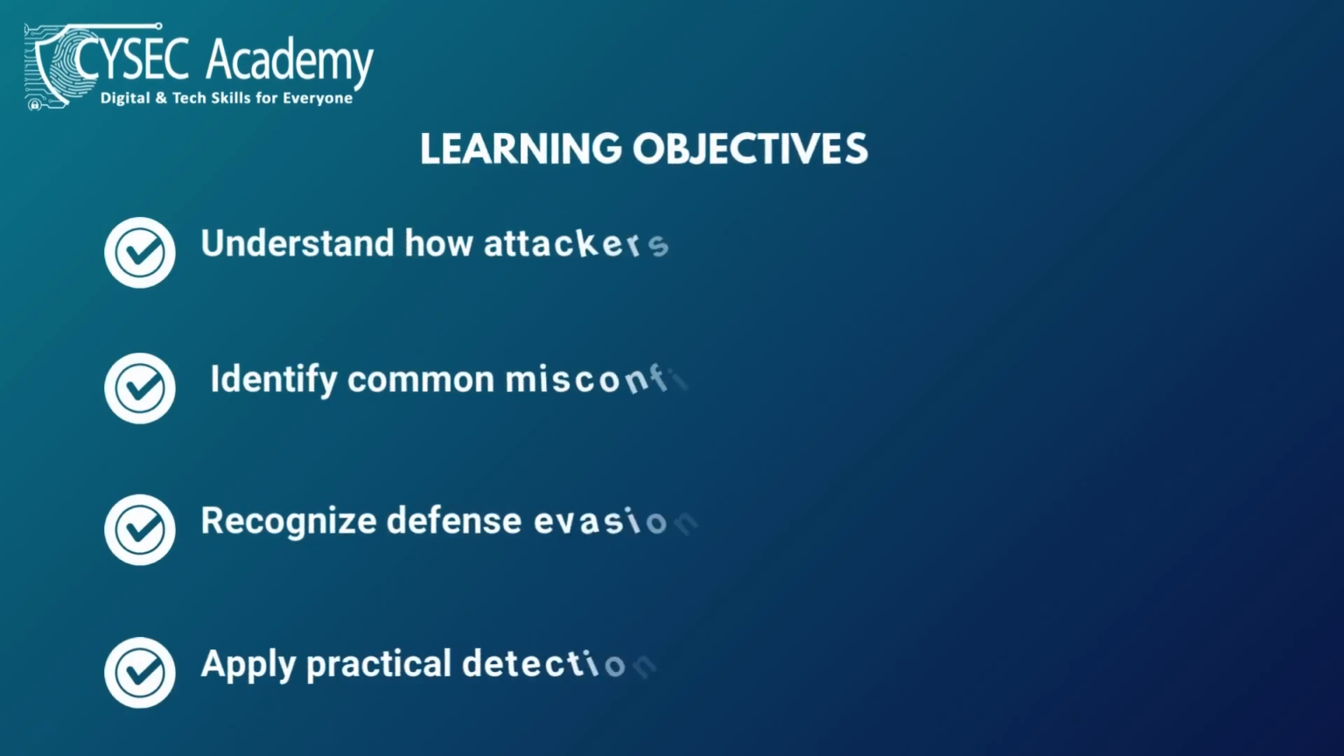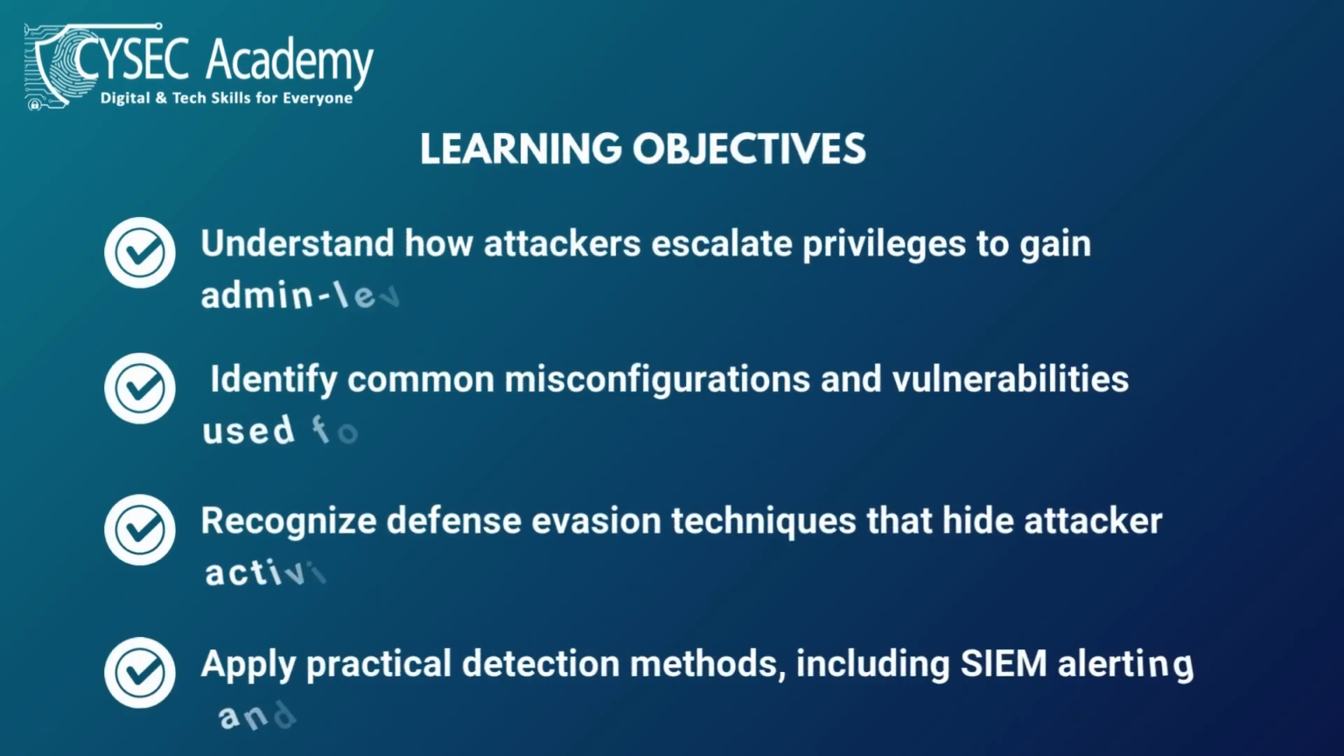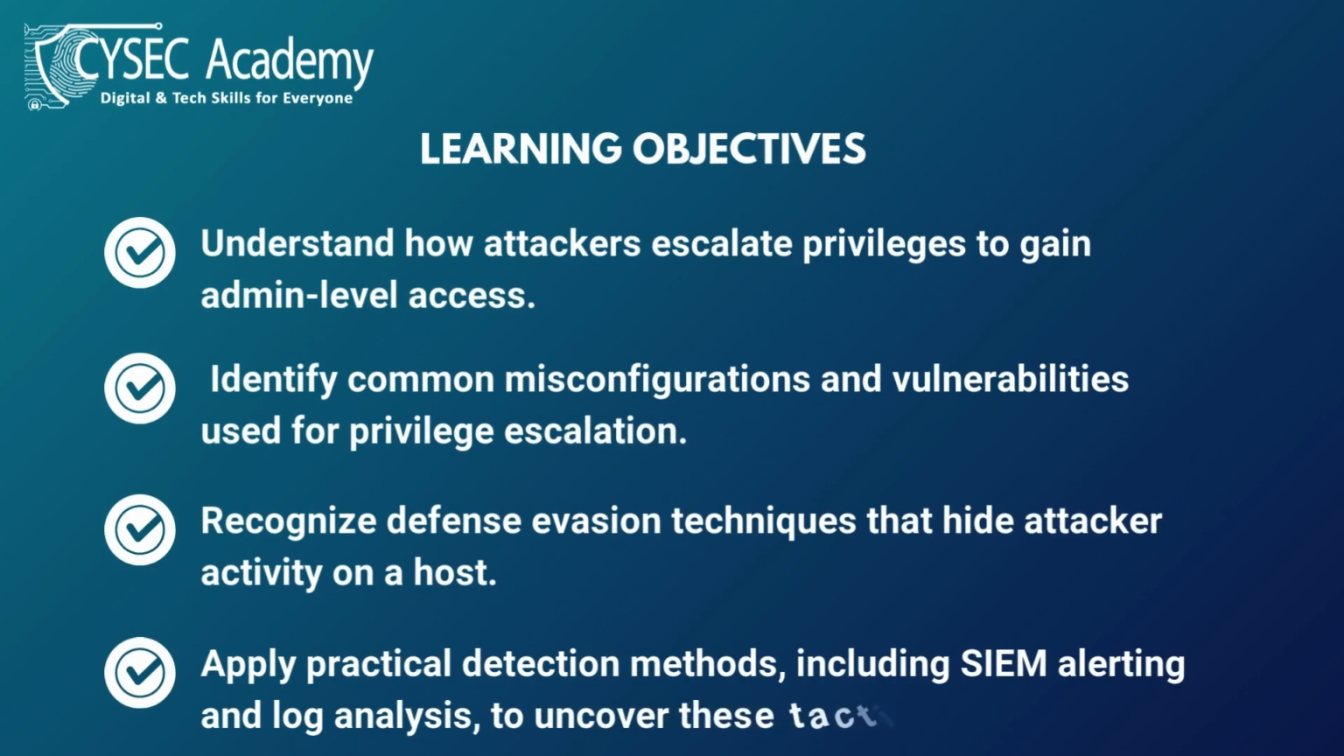Learning objectives. By the end of this module, you will be able to: 1. Understand how attackers escalate privileges to gain admin-level access. 2. Identify common misconfigurations and vulnerabilities used for privilege escalation. 3. Recognize defense evasion techniques that hide attacker activity on a host. 4. Apply practical detection methods, including SIEM alerting and log analysis, to uncover these tactics.